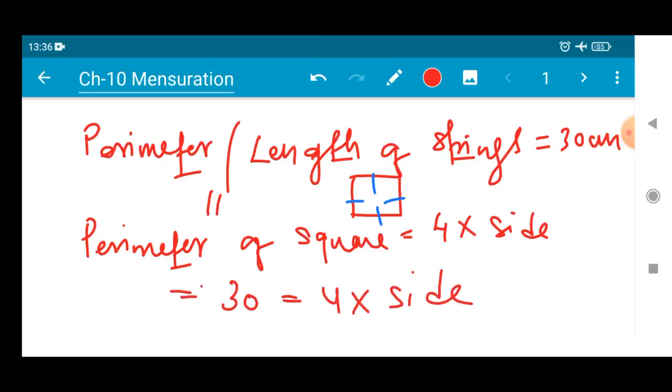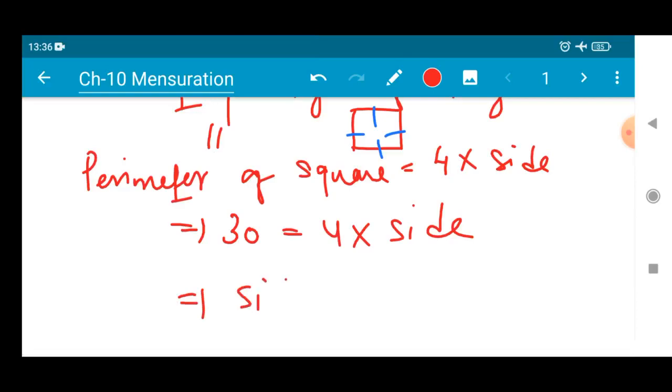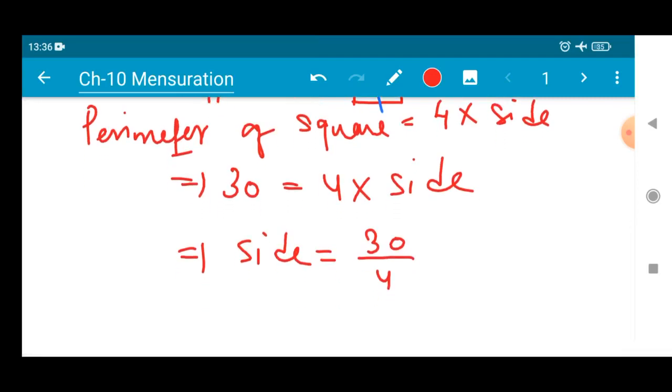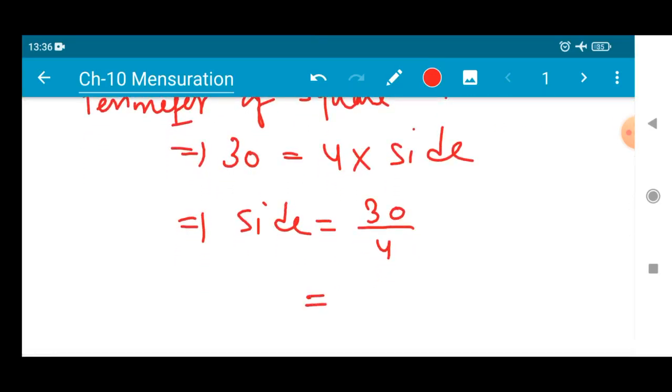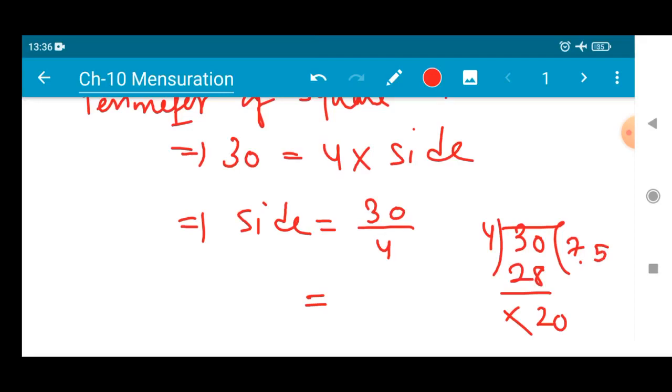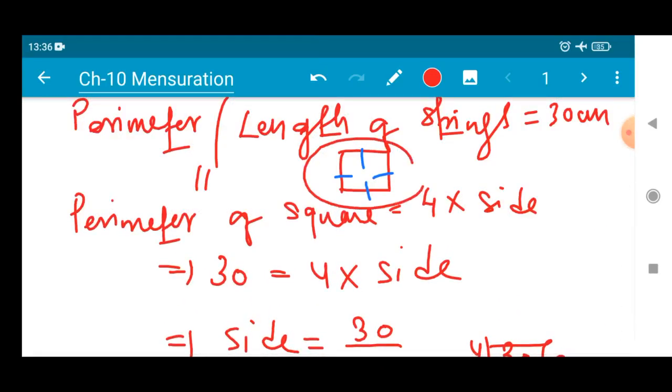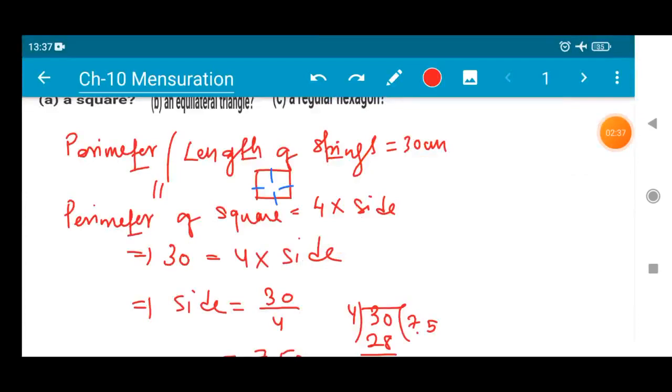Now it's very easy for you all to find the side of this square. So side can be written as 30 divided by 4. So 30 divided by 4 will be equal to, let me find this, 4 sevens are 28. 4 eights will be 32, so 4 sevens are 28, isn't it? Now subtract this, you'll be getting 2 there, so let me add a point there. 4 fives are 20, so 7.5 will be the answer. So 7.5 centimeter will be the side of this square. All right, so I hope you guys understood this.